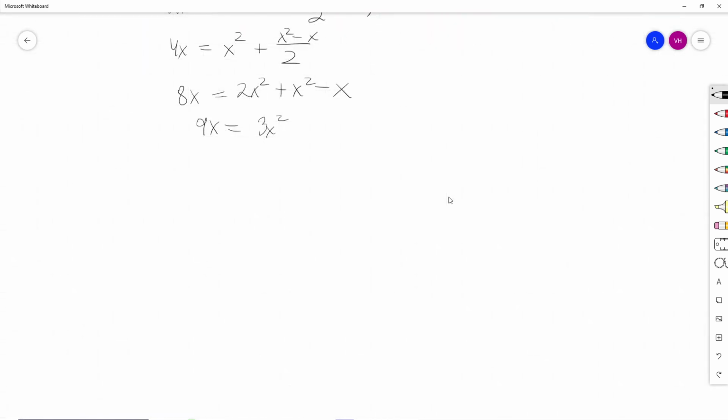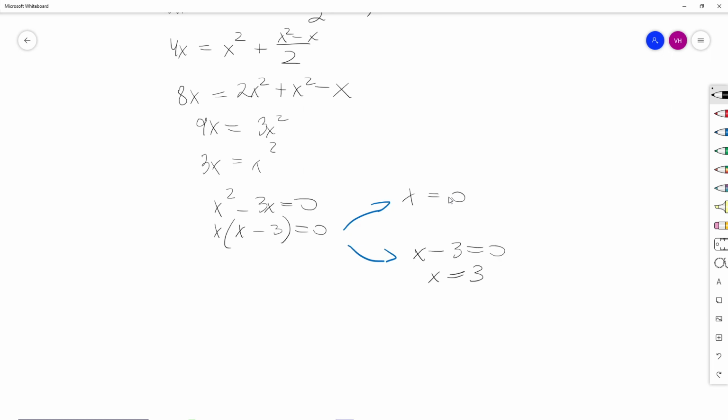We then divide by 3, get 3x equals x squared. Take it to the left side. x squared minus 3x equals 0. Take the x out. x times x minus 3 equals 0. So in this case we have two solutions. The first solution being x equals 0, since if two things are multiplied and they equal 0, then one of them has to equal 0. So x equals 0 or x minus 3 equals 0, which is then x equals 3.